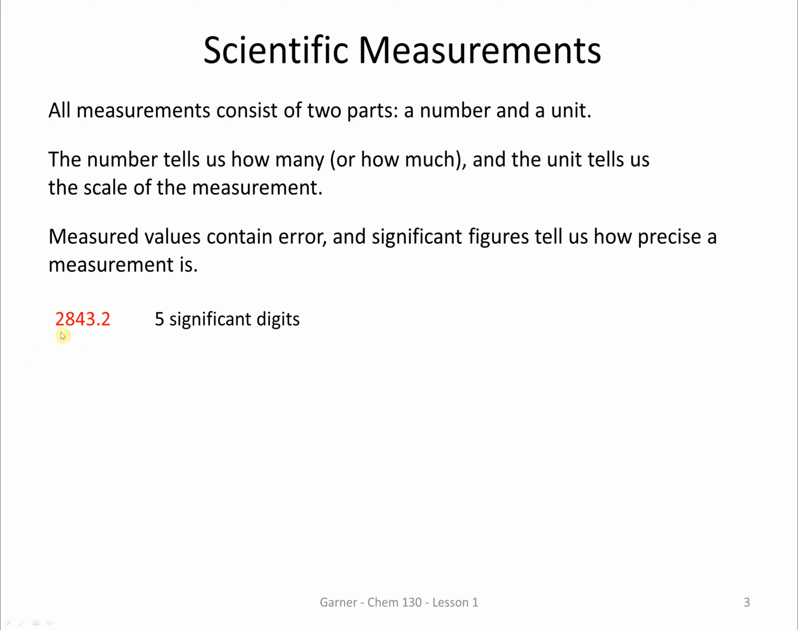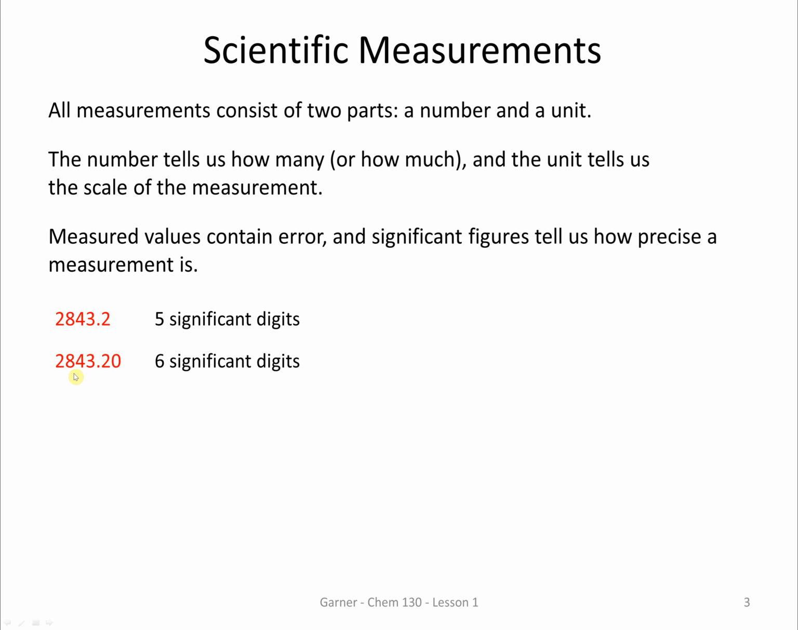In this first example, we're given this measured value of 2,843.2. So all of the digits in this value are significant digits. So the first rule that I want to introduce here is that non-zero digits are significant digits. So here all five of these digits are non-zero, so they're all significant. So this value contains 5 significant figures.